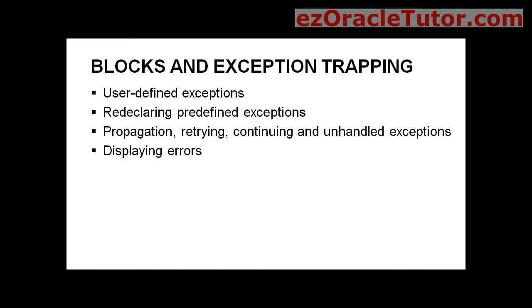There are things that we need to know about exception behavior, such as propagation. How does an exception behave when it triggers? What happens? Can we retry those exceptions? Or can we retry after an exception has occurred? Continuing, what happens when we don't handle an exception? How do we display errors related to exceptions?